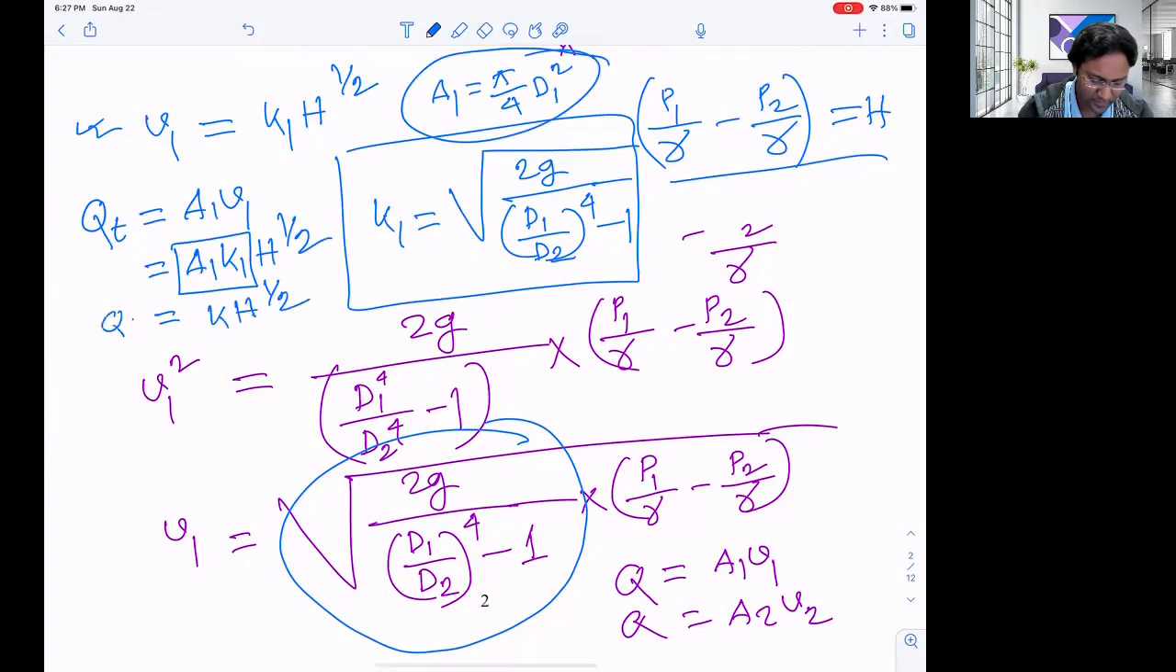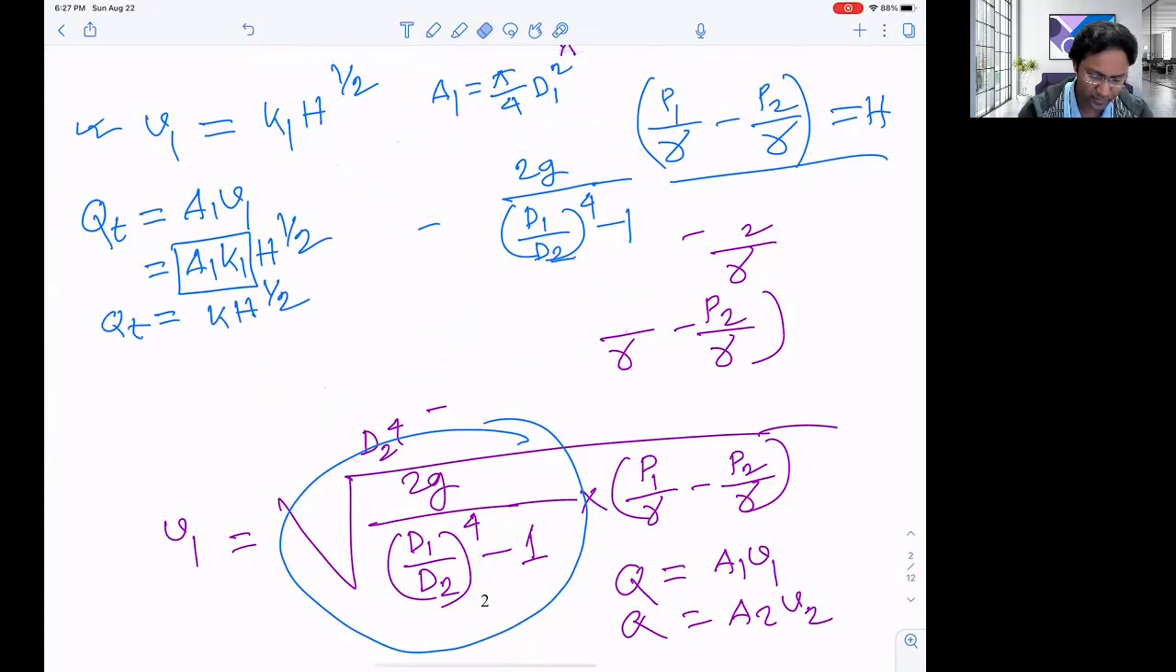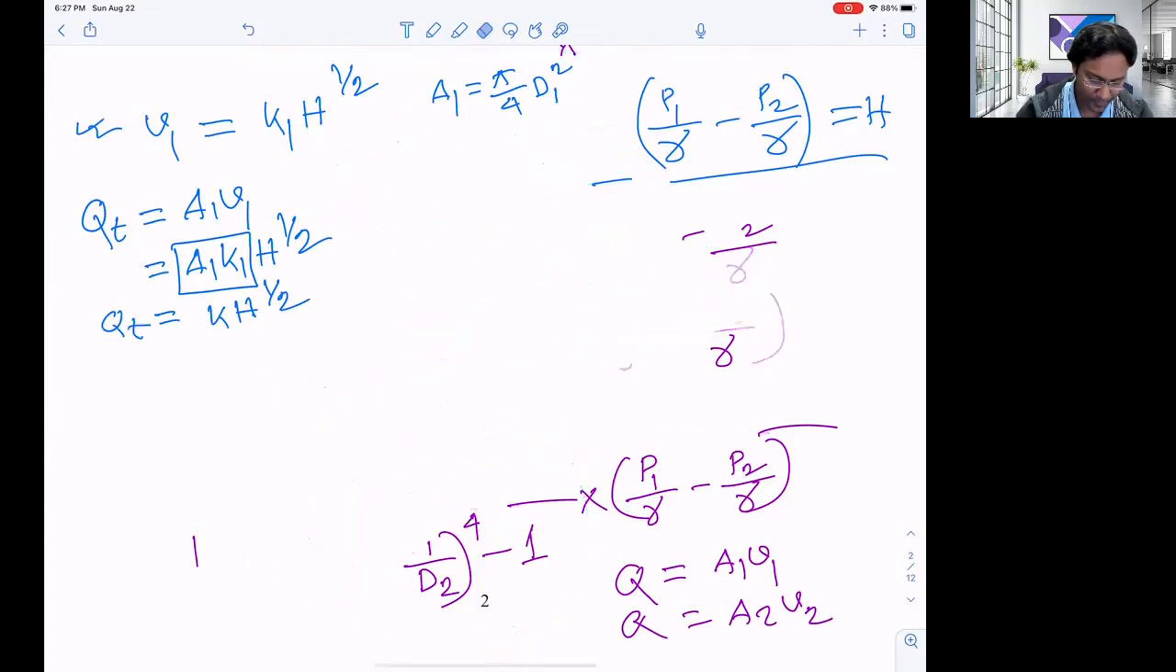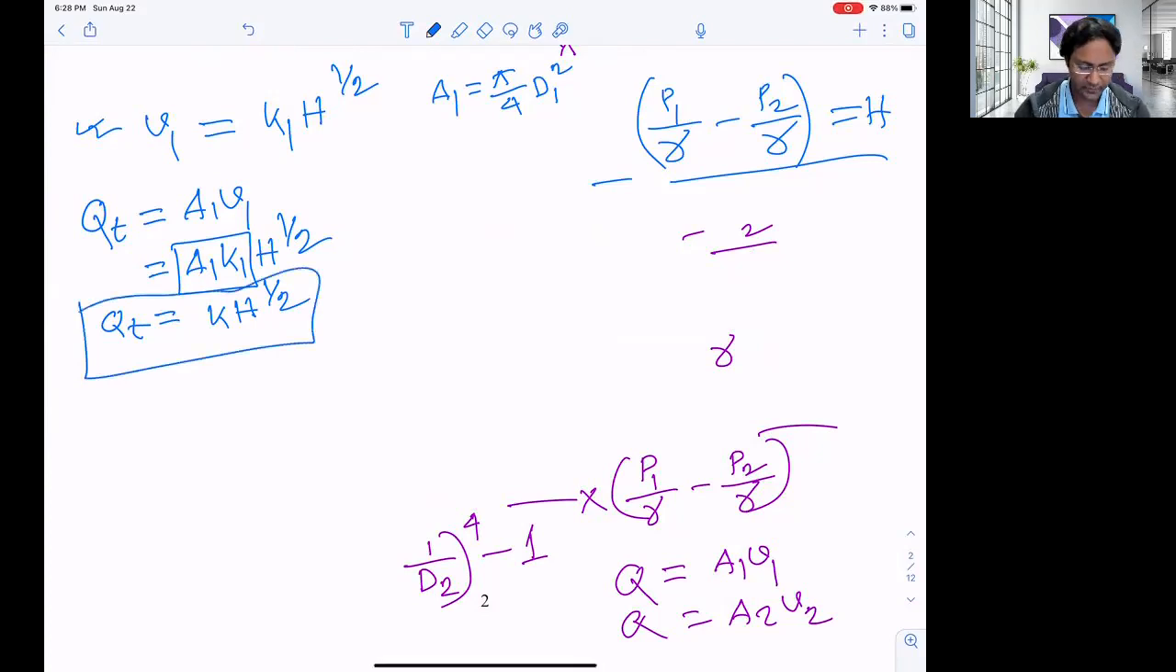So that is the theoretical value of flow rate or discharge, right? That is the equation we can use to calculate the theoretical discharge. Once you have the value of K, we can calculate K from A1 and K1, and we can calculate K1 using that expression, including that square root, and then we can calculate QT, right?